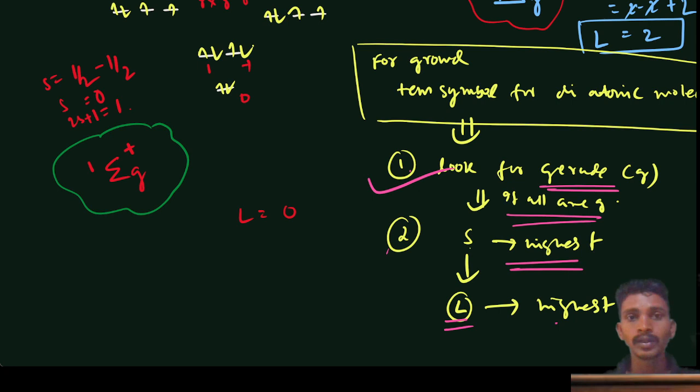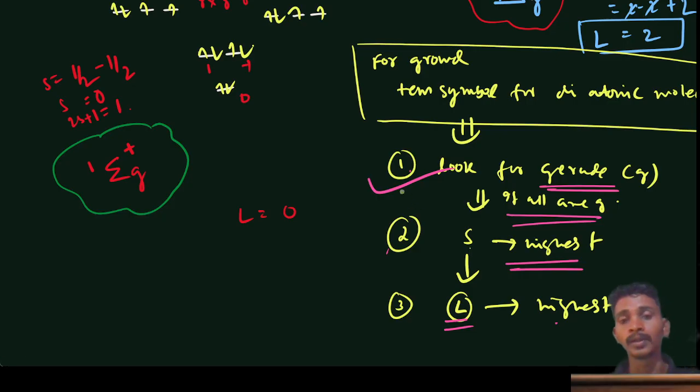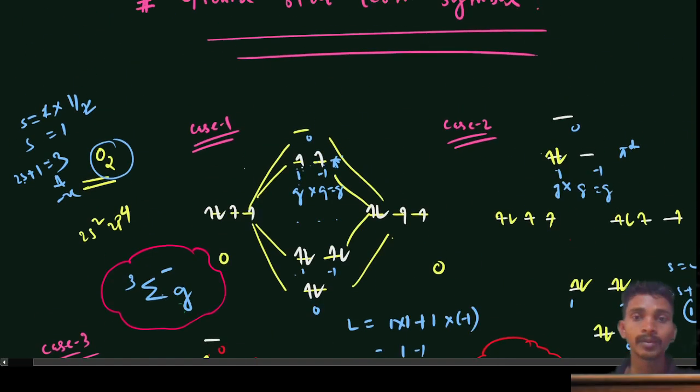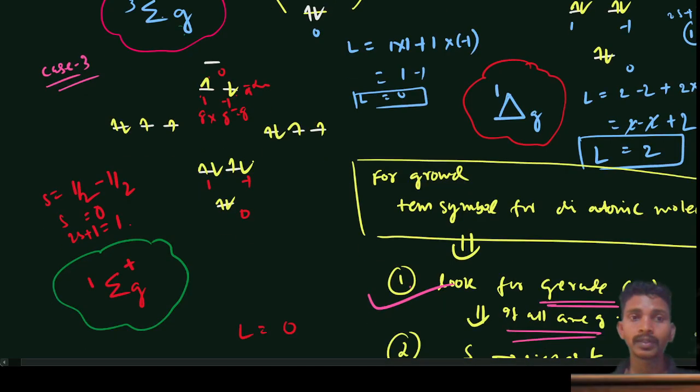From these three, we will understand which is the ground state and which is the excited state. So we will decide which is gerade or which is the ground state. Here we look first for G. In all the cases G is there, here also G, here also G, here also G.